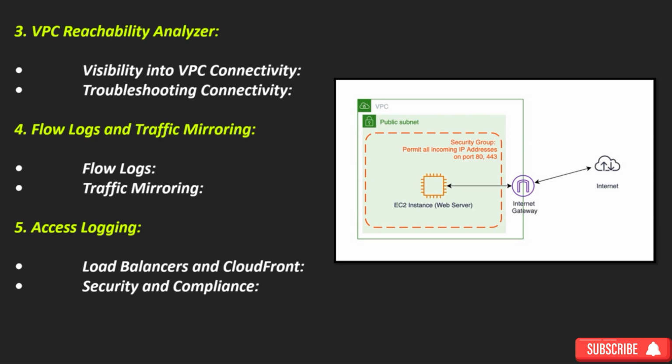The fourth will be flow logs and traffic monitoring. Flow logs capture information about IP traffic going to and from network interfaces in your VPC, that is, virtual private cloud, subnet, or network load balancer. We can follow through the flow logs. And traffic monitoring lets you duplicate and send your network traffic to an Amazon VPC traffic mirroring target for analysis.